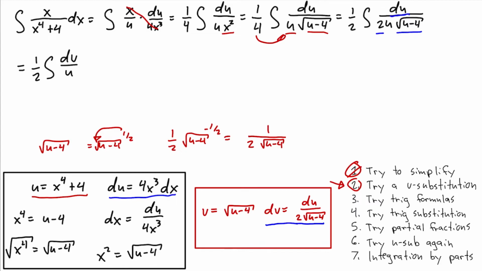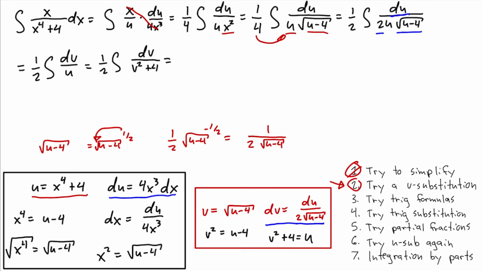Well, if we go ahead and solve for u, it's going to be v squared equals u minus 4. And then if we add 4 to both sides, we have v squared plus 4 equals u. So let's go ahead and do that. 1/2 v squared plus 4 all underneath dv. Now, compared to our previous integral that we tried to set up, this is significantly easier.